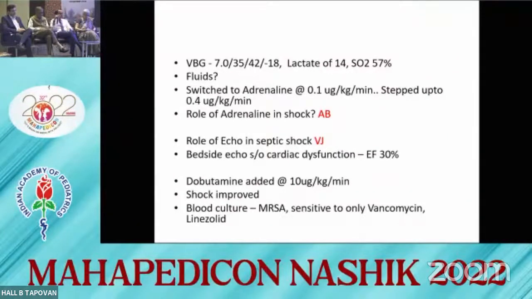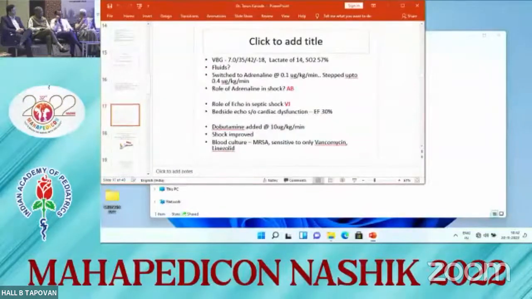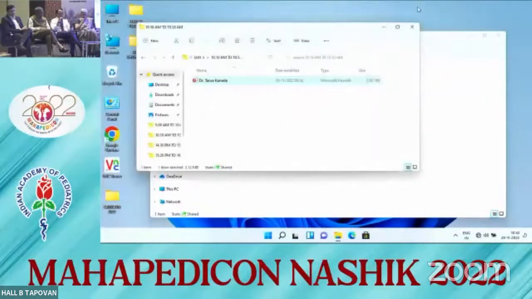Echoes are right now very important in fine tuning what inotropes we should add, what doses we should give, and whether fluid is required or not. At the same time, sometimes if there is something like cardiac tamponade, which you can see in dengue or some septic shock, that can also be looked at, something obstructing the cardiac heart function.